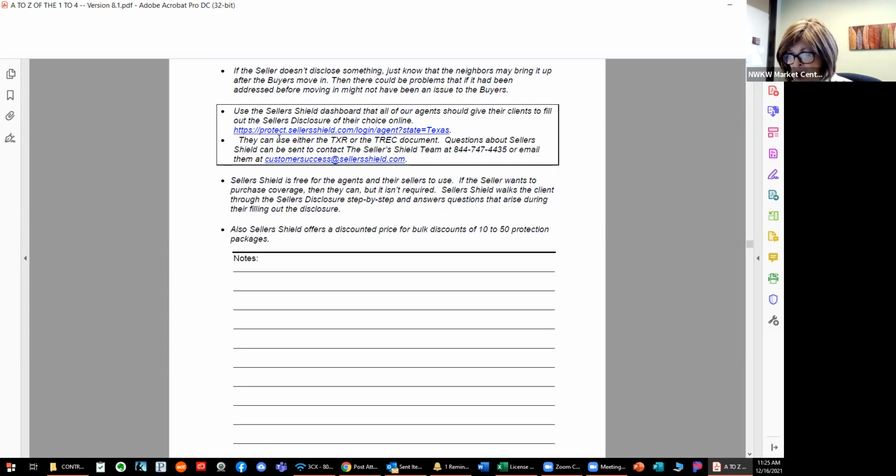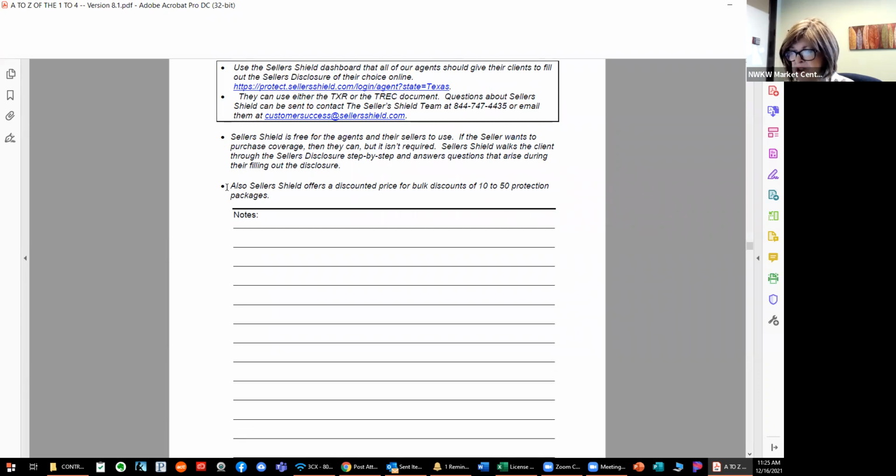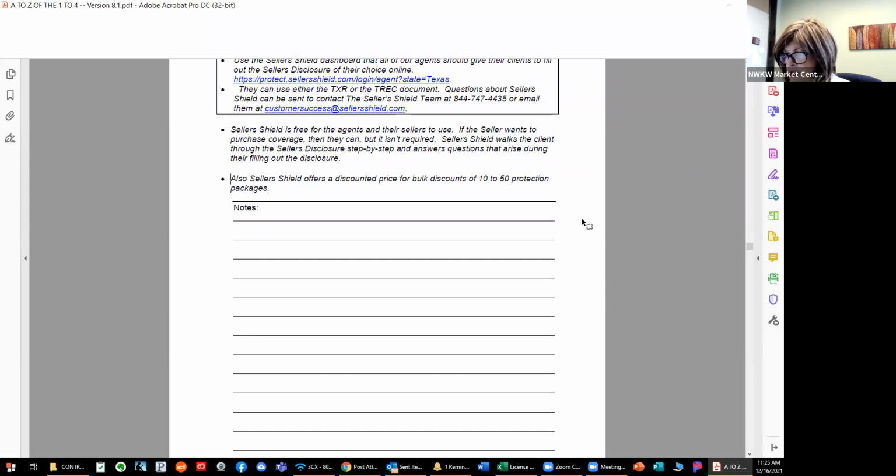But when at all possible, use Seller Shield. It will be helpful, because what you don't want is something to come up down the road and they say, well, why didn't you tell me about Seller Shield? My neighbor told me that they got Seller Shield from their agent and nobody even told me about it. You want them to know about it. They have the option, and they can't blame you that you didn't tell them about it. That's why we want you to use Seller Shield.